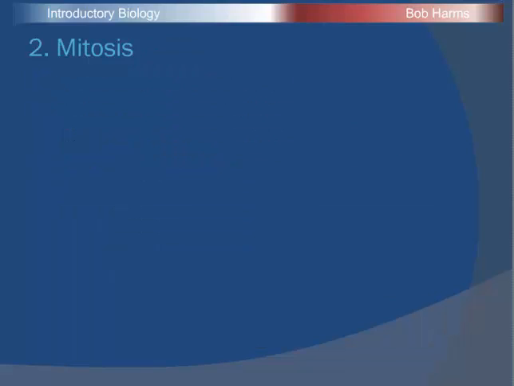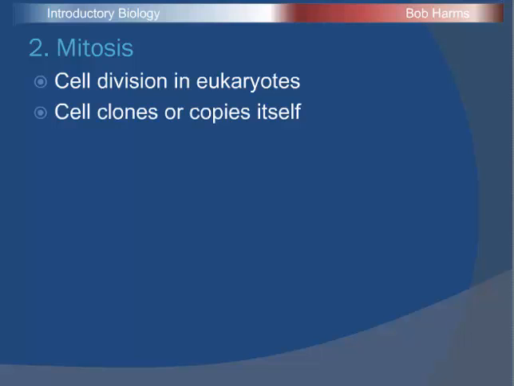The other two types of cell division that we're going to look at are both found then in eukaryotic cells, larger cells with a nucleus like our own cells. Next up is mitosis. Again, it's going to be found in eukaryotic organisms. And in mitosis, cells are basically cloning or copying themselves. And so they're going to make a genetic replica as they undergo cell division.